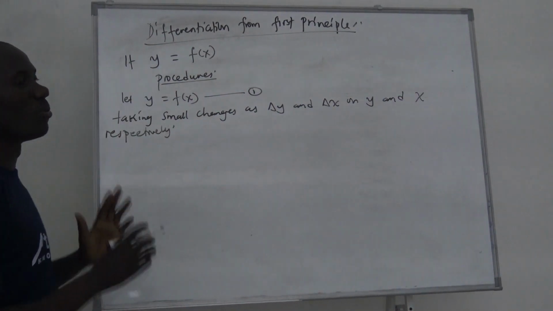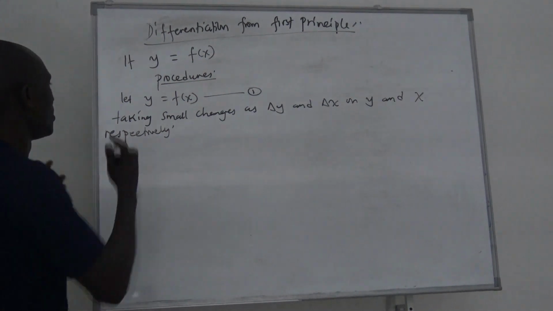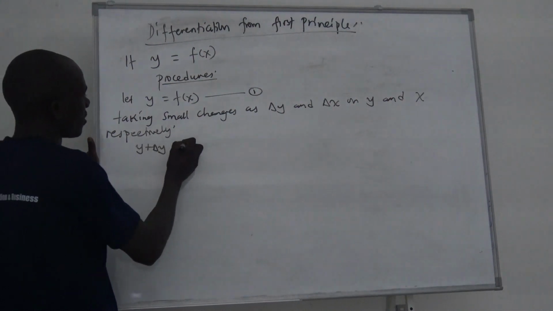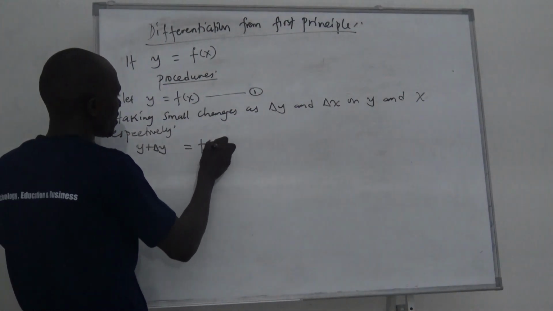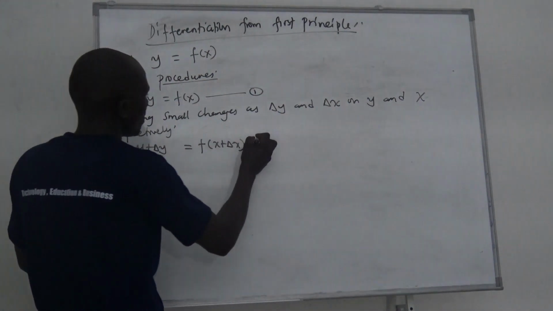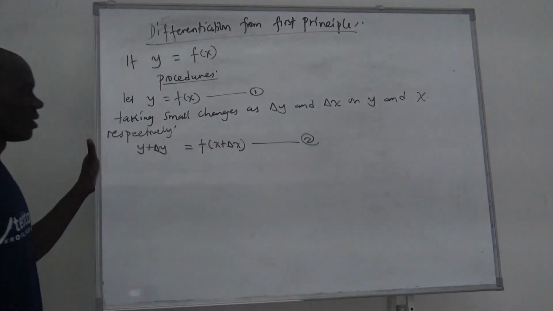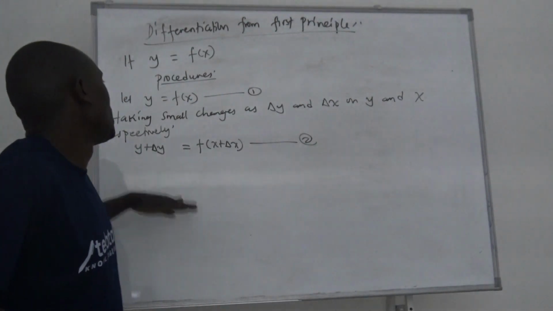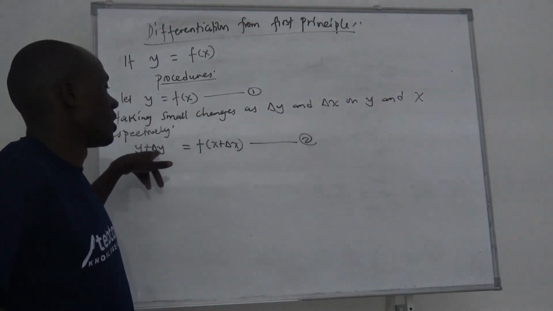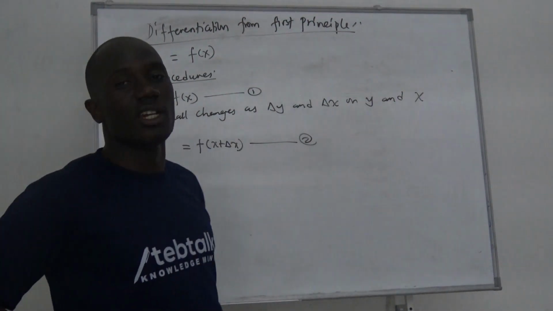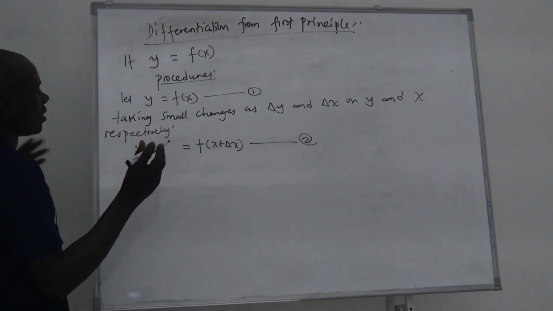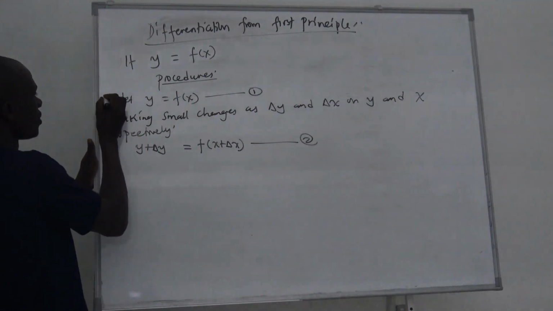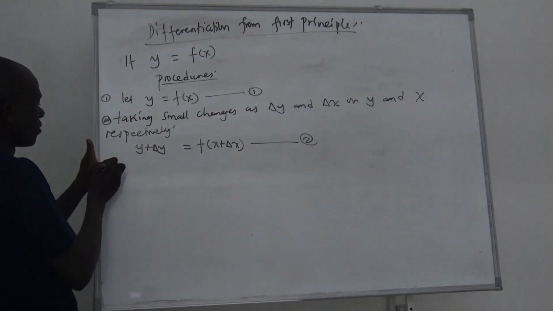So you take the small increments, small changes in y and x. So you say y plus delta y equals f of x plus delta x, and you say this is the second equation. So taking small changes in the variables y and x, that's why you see y plus a small change in y, which we call delta y. Then you say equation 2. This was step 1, this is step 2, then go to step 3.